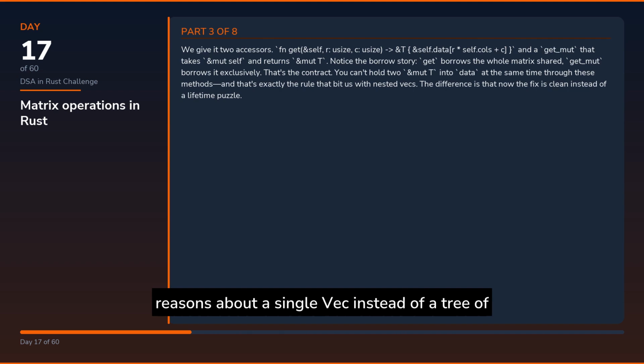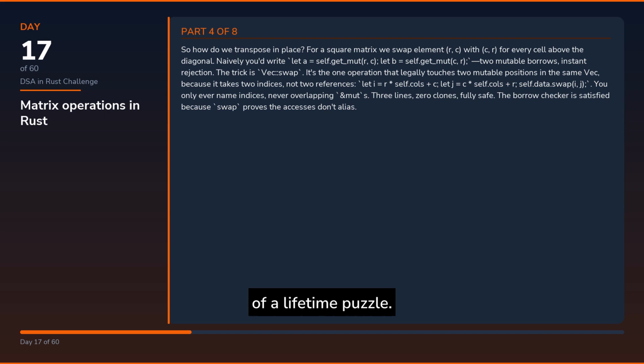We give it two accessors, fn get(&self, r: usize, c: usize) -> &T { &self.data[r * self.cols + c] }, and a get_mut that takes &mut self and returns &mut T. Notice the borrow story. get borrows the whole matrix shared, get_mut borrows it exclusively. That's the contract. You can't hold two &mut T into data at the same time through these methods. And that's exactly the rule that bit us with nested Vecs. The difference is that now the fix is clean instead of a lifetime puzzle.